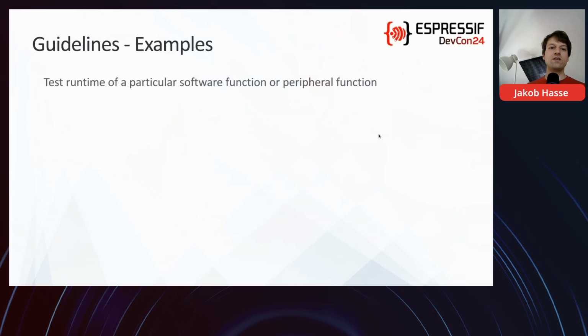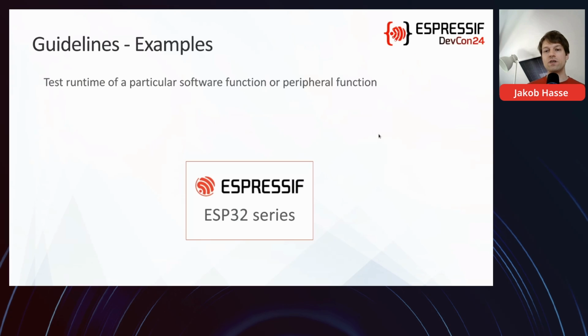Okay, and our final example is we want to test the runtime of a particular software function or hardware peripheral function. And here we can probably not get around exclusively running, developing and testing the code on ESP32 series chips, because the runtime is not something that QEMU or the Linux target are able to represent accurately. So that's basically still the ugly solution, but sometimes there's no other way around it.